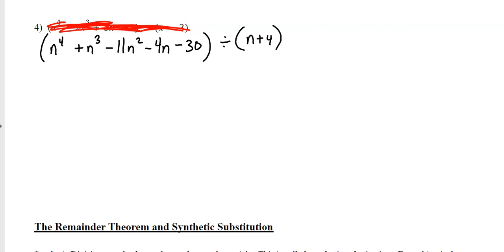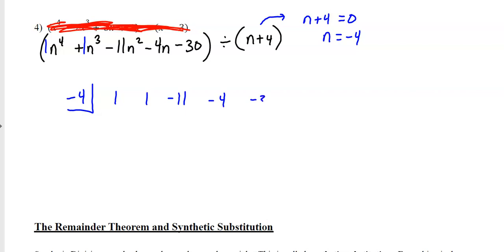So the first thing we need to figure out is when is this going to equal 0 over here? So when is n plus 4 equal to 0? Well, it's when n is negative 4. It's the opposite. So I put my negative 4 here. Now I got to put all the coefficients. So I got 1, 1, negative 11, negative 4, and negative 30. So I've got all my coefficients. I've made sure that I'm not missing any powers: 4, 3, 2, 1, 0.